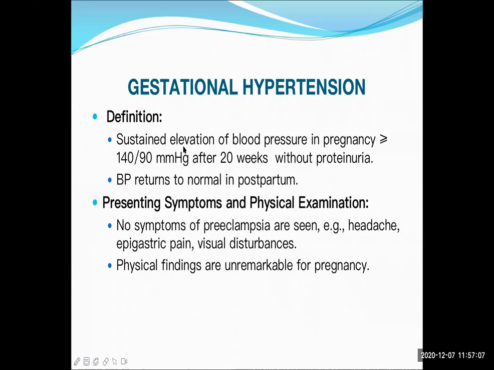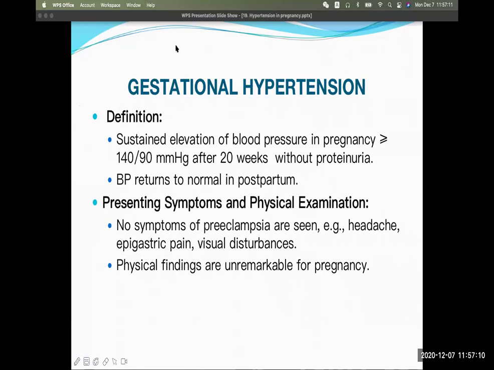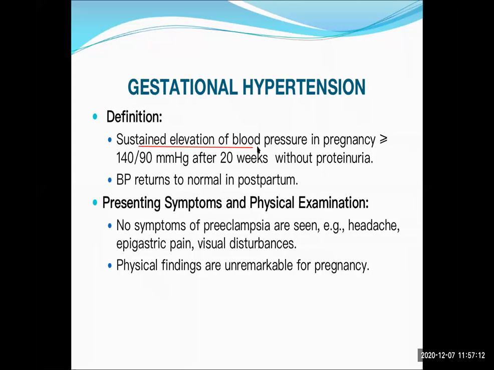Now let's come to the topic. Gestational hypertension means a sustained elevation of blood pressure in pregnancy, more than 140/90 after 20 weeks, without proteinuria. And BP returns to normal in the postpartum period. After giving birth, blood pressure will fall back to normal. Regarding the presenting symptoms and physical examination findings, there are no symptoms of preeclampsia seen here, like headache, epigastric pain, visual disturbance. These should be absent.